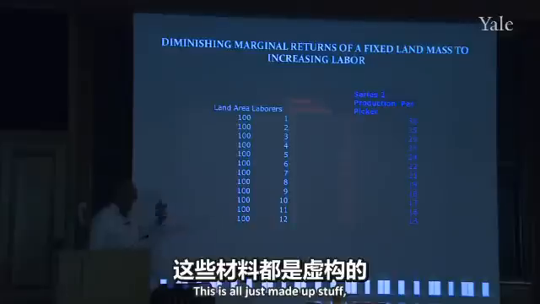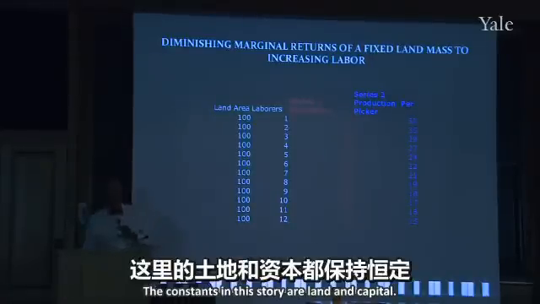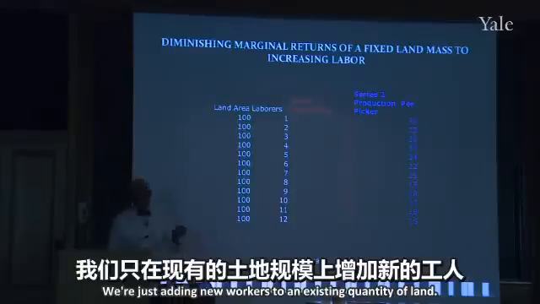Well, now this is all just made up stuff, but it captures the intuition about diminishing returns to intensification of labor. And the constants in this story are land and capital. We're not adding new land, we're not adding new capital. We're just adding new workers to an existing quantity of land.